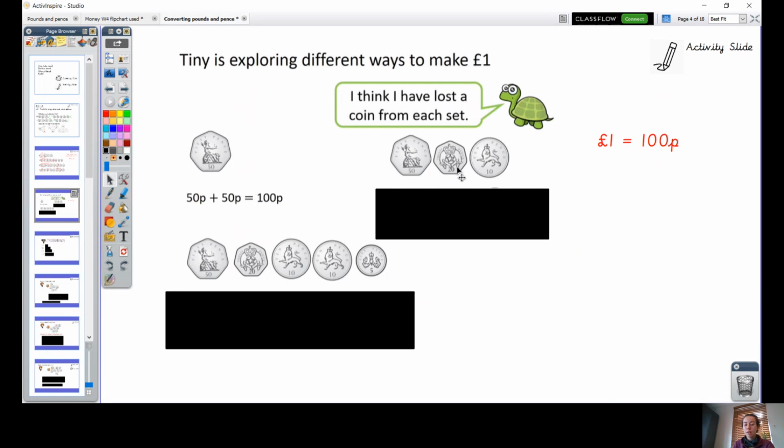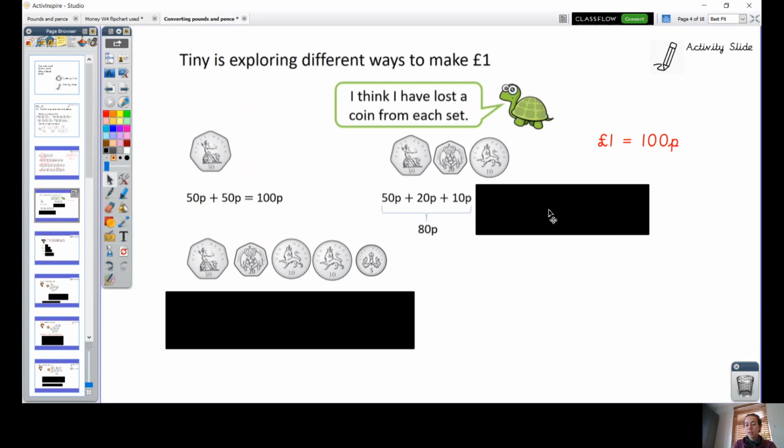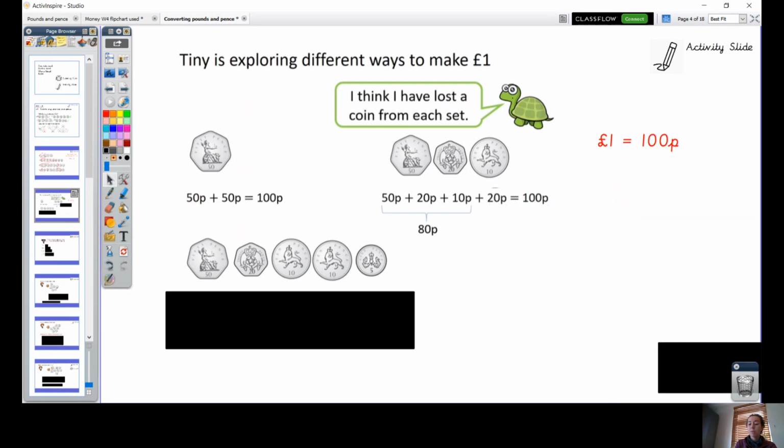Let's look at this next set. He's got 50. Let's find out how much he's got in total first. 50, 60, 70, 80. Tiny has got 80p so far. So that means he's missing how much to make 100? He's missing a 20p, isn't he? That's probably going to be a 20p coin that makes his 100.